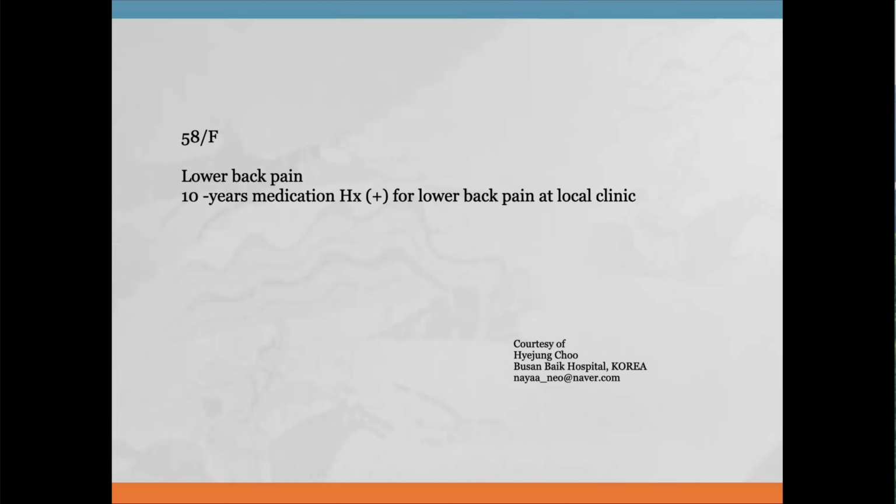Yeah, it looked like one was first. Okay, Robert. All right, so we have a 58-year-old female, lower back pain, 10-year medication history for lower back pain at a local clinic.